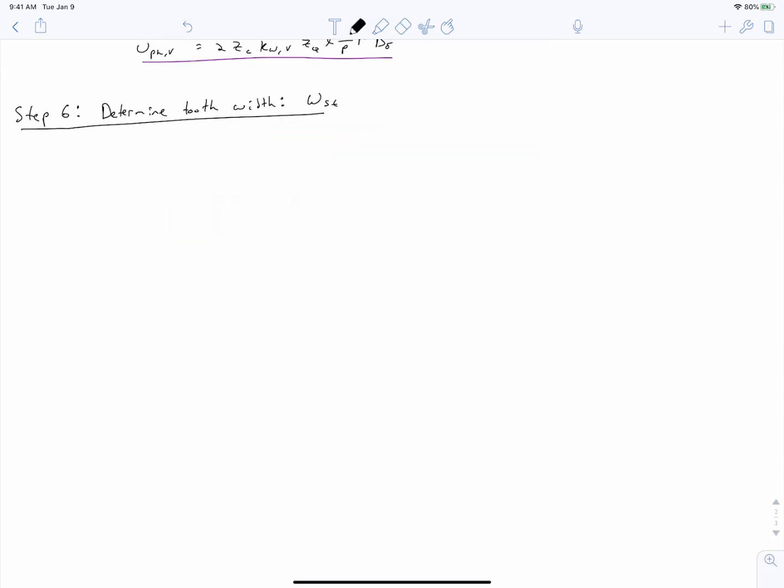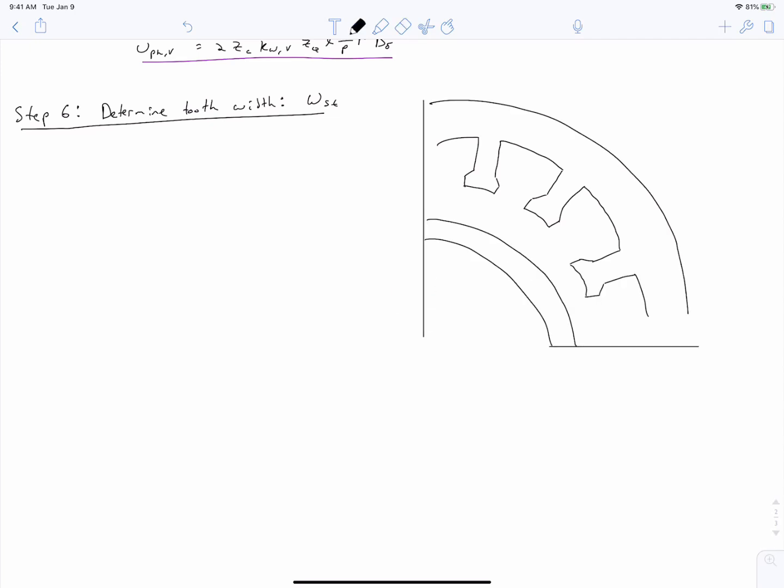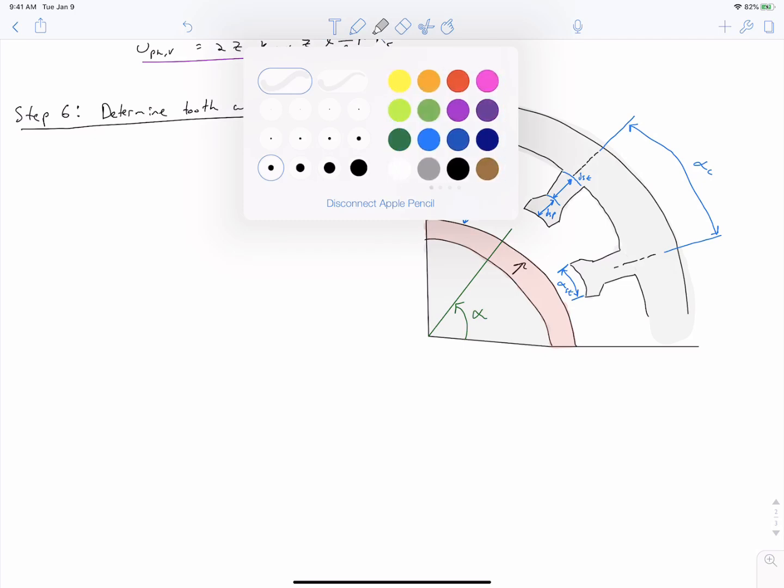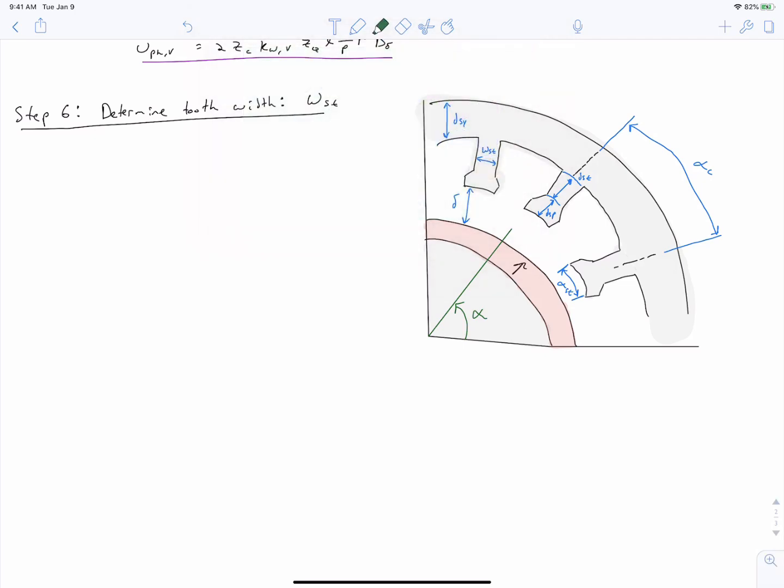Our next step is to determine the width of a tooth. And to do this, I'm going to sketch a partial cross-section of a motor where I've labeled the dimensions on it that we've been working with in this class so far. We've been considering this cross-section in our homework assignments, and this provides a fairly general parameterization for the geometry of the motor. I've labeled just a few key dimensions on here that's going to facilitate our discussion in this step and the next few steps.